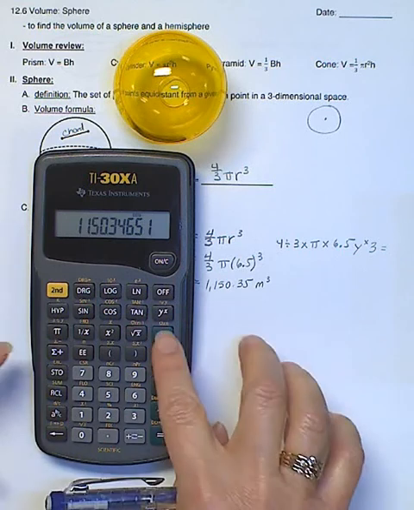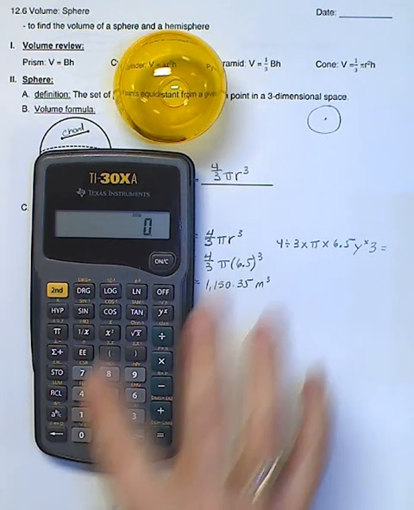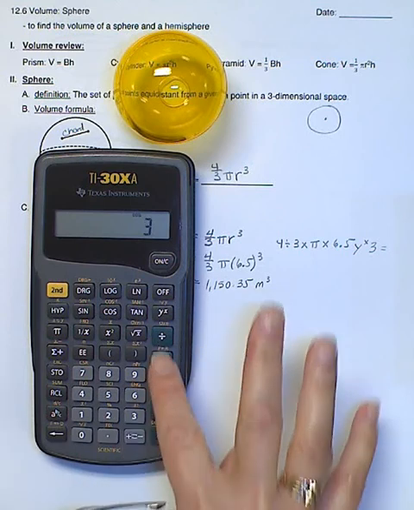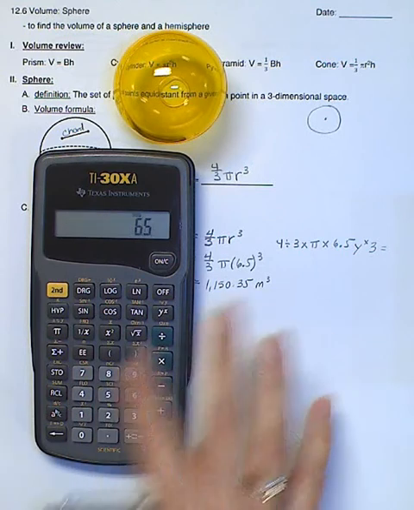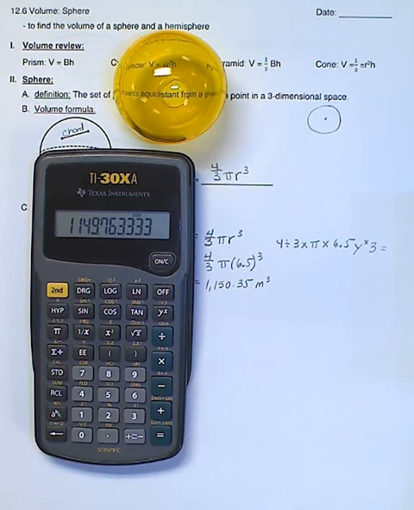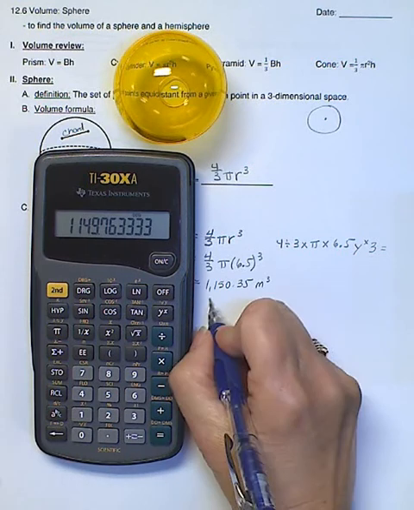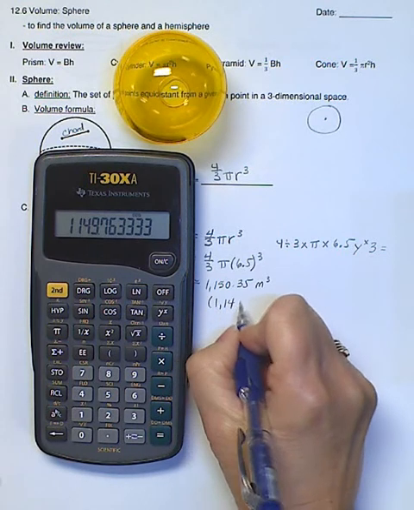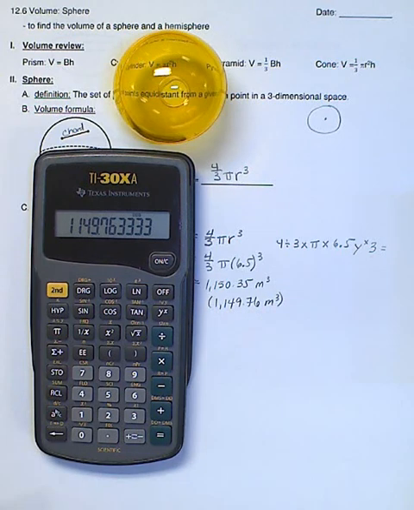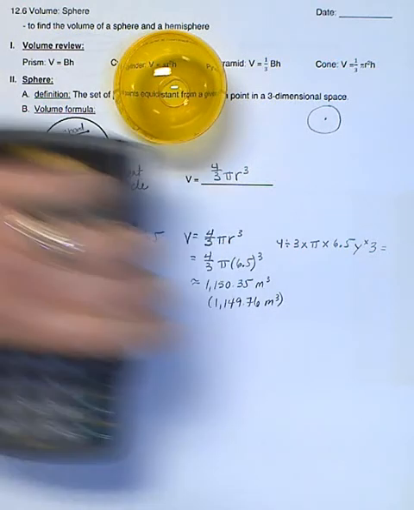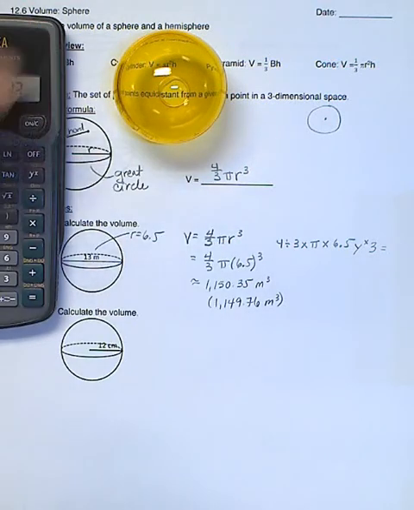Remember that you don't have to do pi at all. You could do 3.14 if you are so inclined. And you get a slightly different answer. You get 1,149.76 meters cubed. Now these differences are going to be a little bigger because the only value you have happens to be a number you're cubing, so it is going to affect the difference between a pi answer and a 3.14.